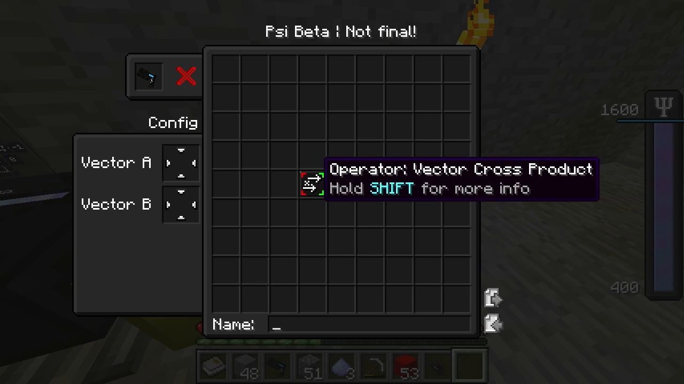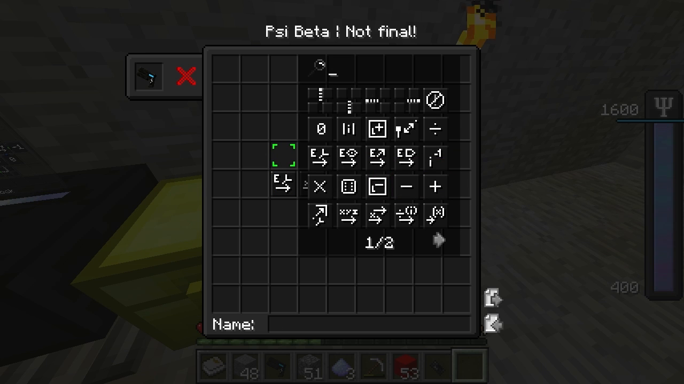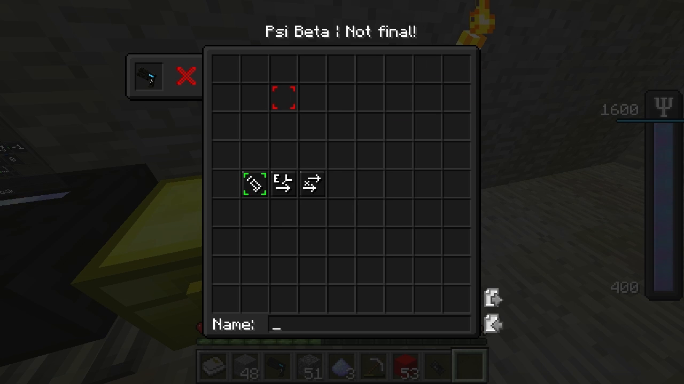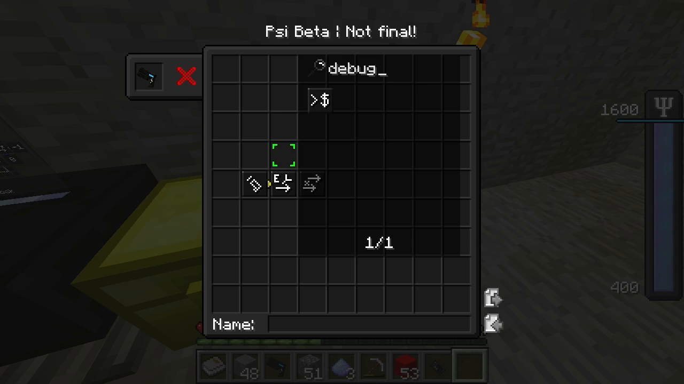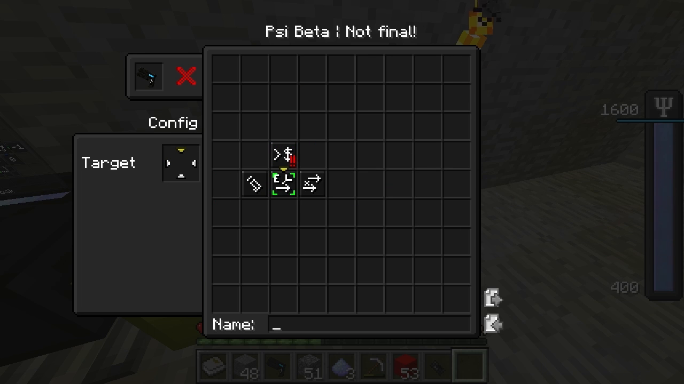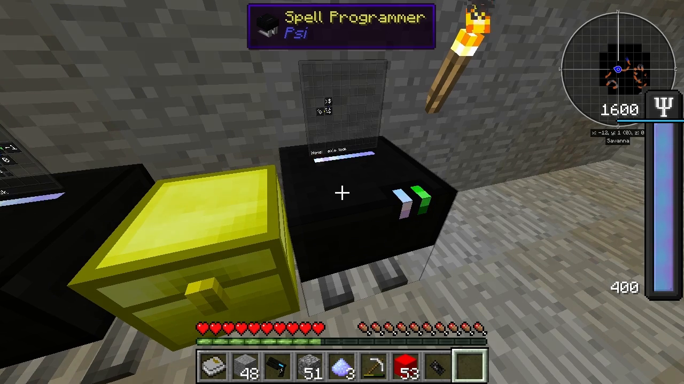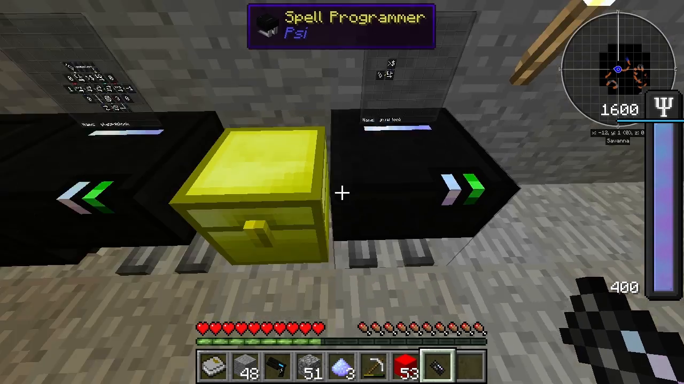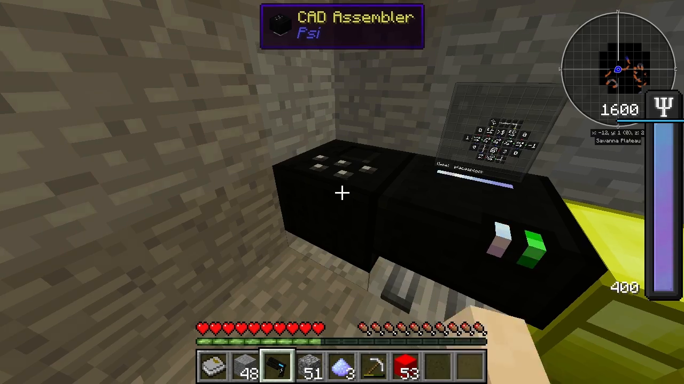So let's see it in action then. Let's have a look at the axial look first of all, and we'll take the axial look of the caster. Let's just see what it is first. I'm just going to do axial look and vector cross product, I think. We'll stick this one in there. So let's have a look at the axial look.